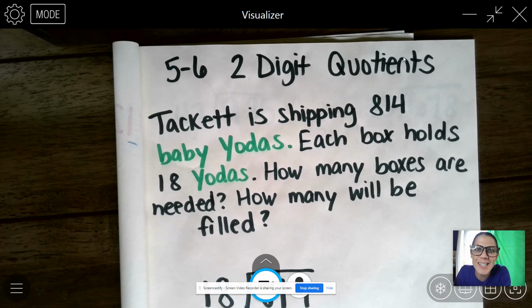So I had to pick a question that had to do with Baby Yodas. You guys know how I feel about Baby Yoda. You know how much I love him. He's the cutest thing in the world.